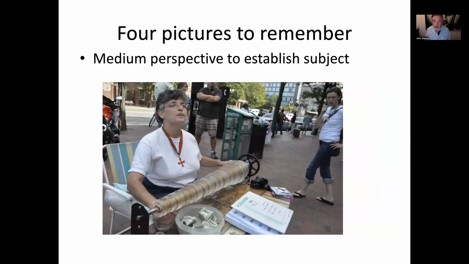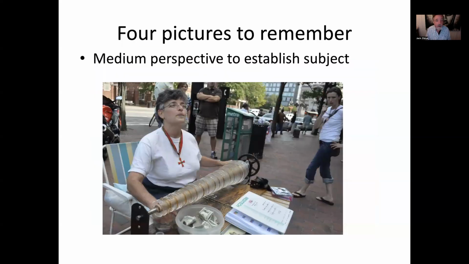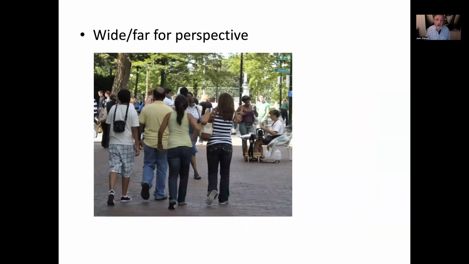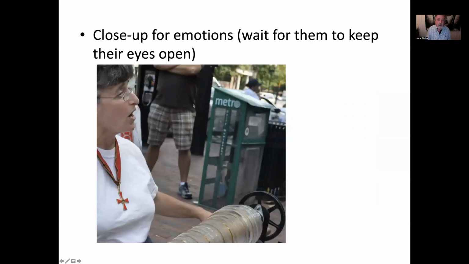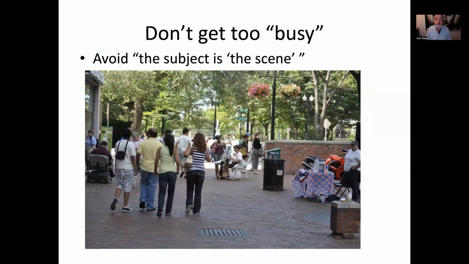The 4 pictures. This is what we're doing this week. Medium, to give you some perspective. Wide, to give you a sense of where it is. See, she's back here. Here's all the tourists passing by. Close up for emotions. Wait for her to open her eyes. Extreme close up, which shows you detail.